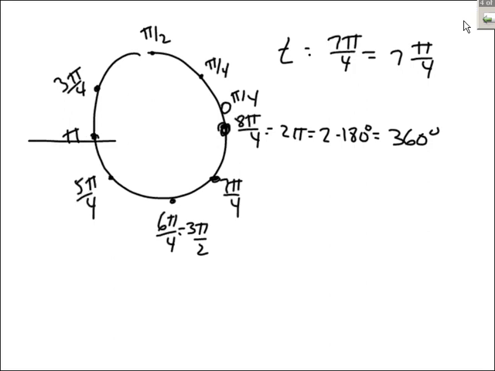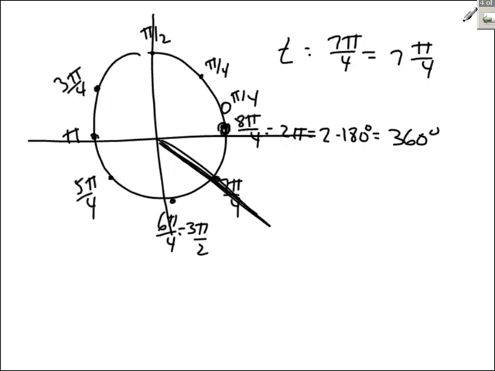So the answer to our question is right there. Here it is: 7 pi over 4. This angle right here is 7 pi over 4. I start from the x-axis and I go in a counterclockwise motion, 7 pi over 4's. And you should know where pi over 4 is, and then you should know where another pi over 4 is, and where another pi over 4 is.